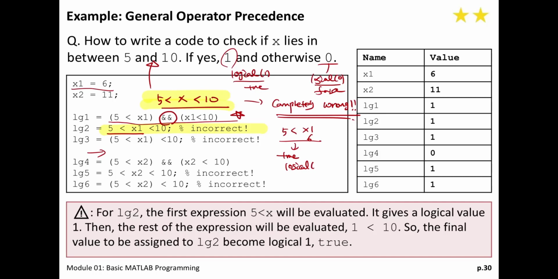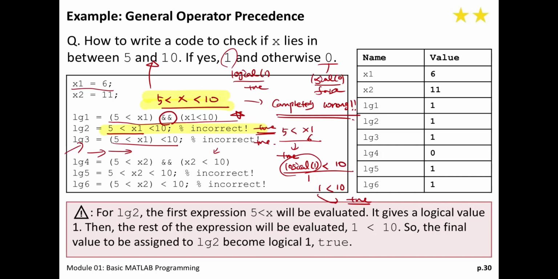Logical 1 less than 10. This is implicitly converted to 1 less than 10. That's true. Okay? This is the same thing, right? Because the operation goes from left to right. So this is true. Okay? Do you think that this script is correct? The answer is correct, right? But it doesn't mean that this script is correct. Okay, let's see this example.